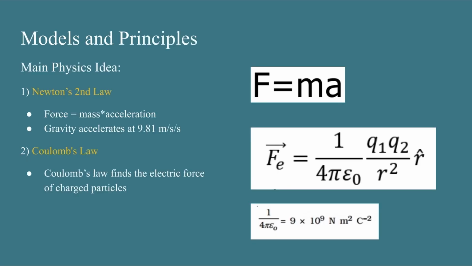The main physics ideas present in this experiment are Newton's second law, force equals mass times acceleration. We also need the acceleration of gravity, 9.81 meters per second squared. Additionally, we will need to use Coulomb's law, 1 over 4 pi epsilon naught times q1 q2 over r squared, where the k constant is equal to 9 times 10 to the 9 Newton meters squared over Coulomb squared. This will help us find the electric force of charged particles.